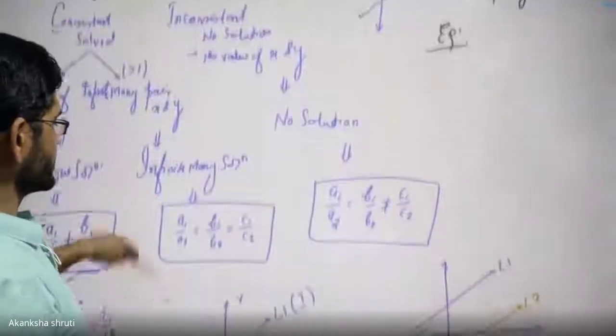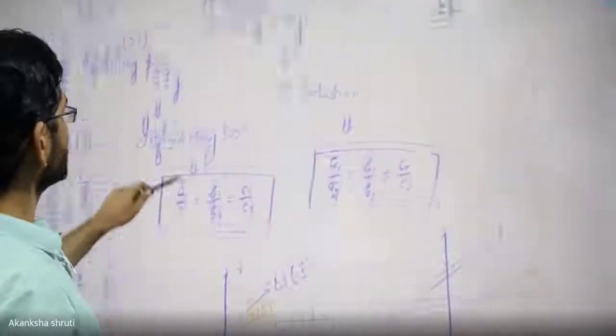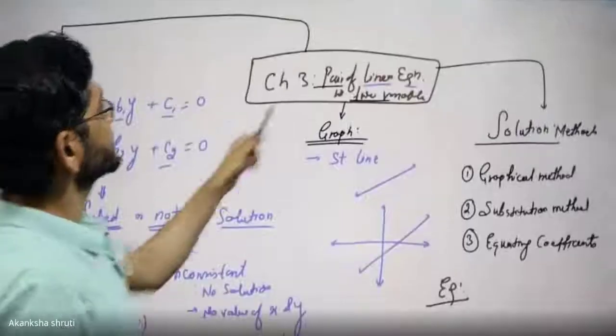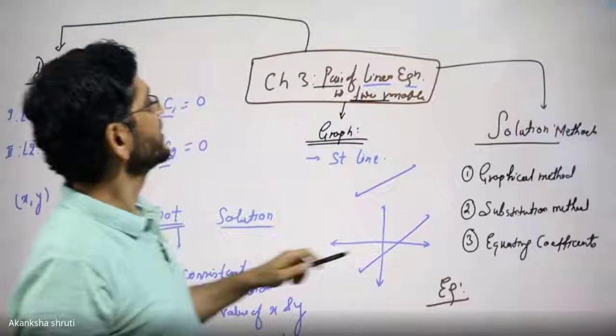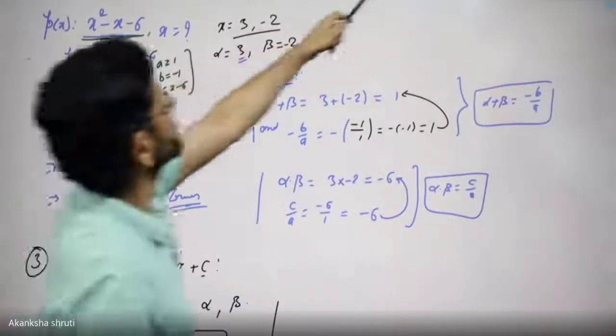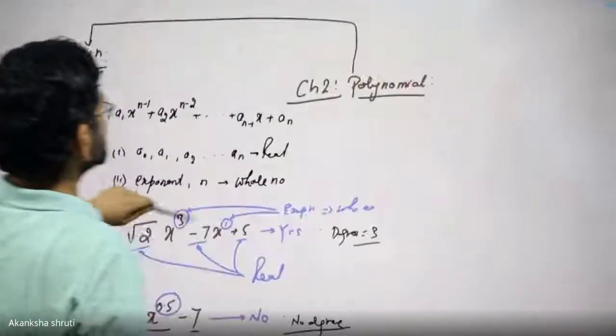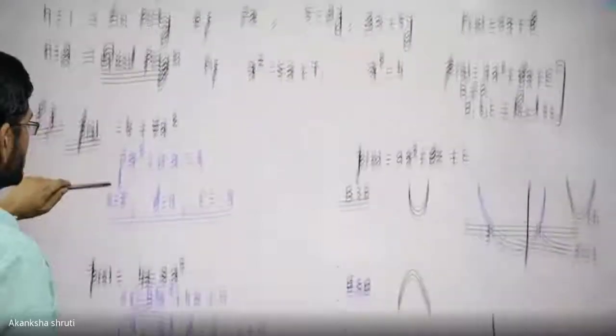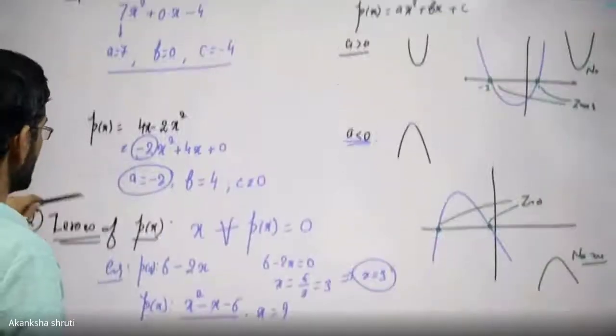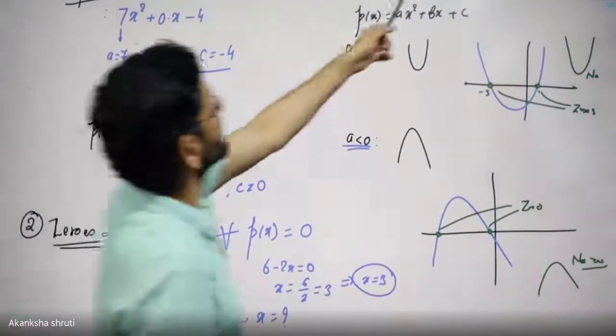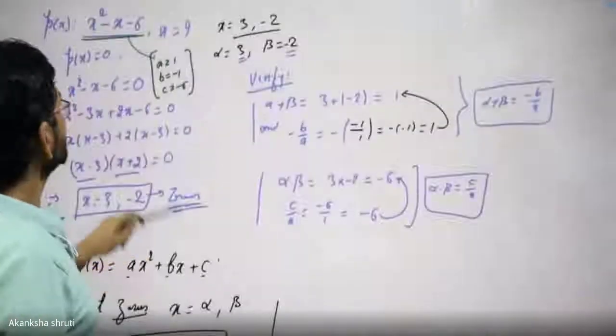So this was for chapter number 3, the condition and formula that we have noted, the graph, how to solve. Then this was for chapter number 2, students, where we have learned when it is called a polynomial, condition for polynomial, then linear and quadratic polynomial, zeros of that polynomial, then how to find the zeros and relation between zeros and coefficient. Only this much we have to focus.